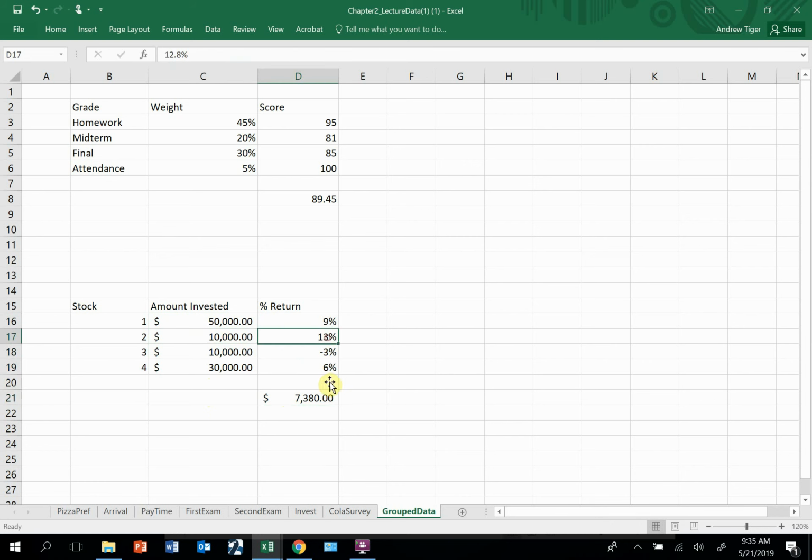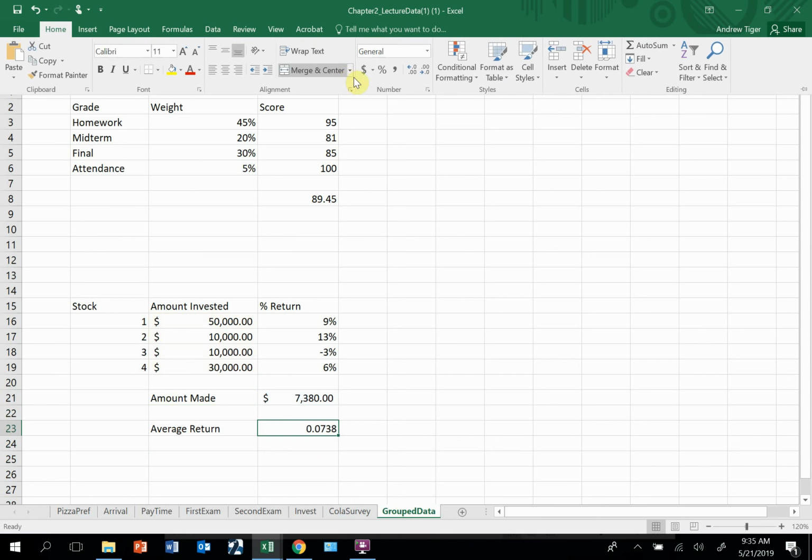So my total return in terms of a percentage is, if I would take this, so my return, this is amount made. Now, if I wanted to know what my average return is, then I would want to take this number and then divide by the sum of what all these are. And then show that as a percent.